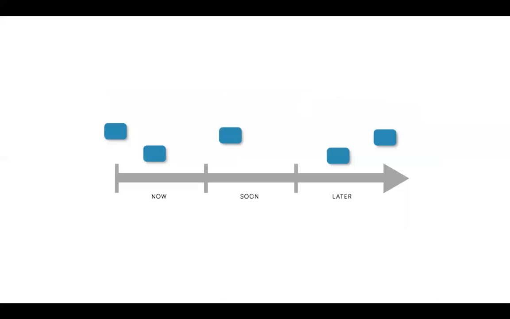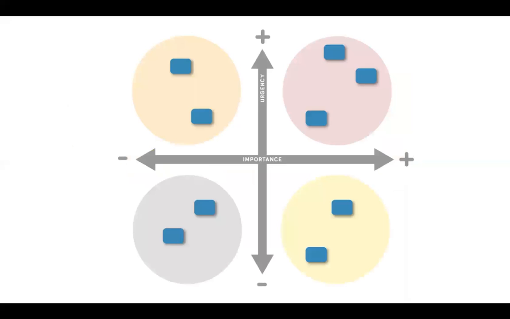Another way is to put the cards on a timeline. So when is it important to think about them, or when would they occur in a project? Is it something that will happen before, during, or after the workshop, or is it now, soon, or later? This is an example of a cluster. I think I mentioned that one before.